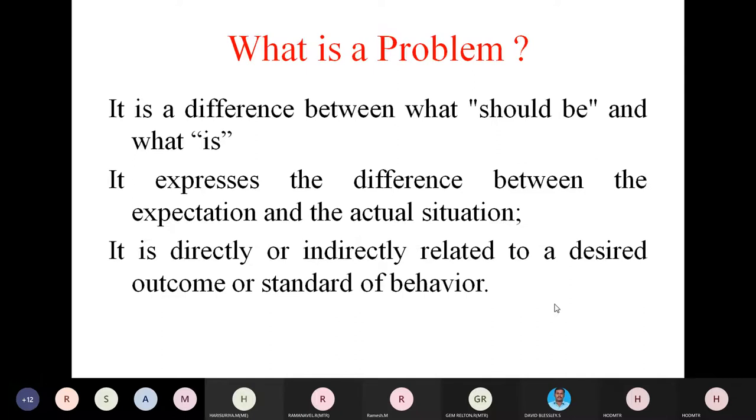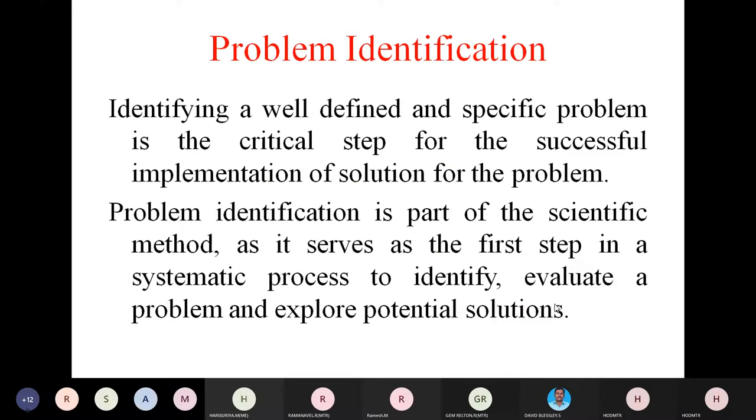Okay, how to identify the problem? Identifying a well-defined and specific problem is a critical step for the successful implementation of a solution. If we want to address the problem correctly, we must identify the problem correctly first. Problem identification is part of the scientific method, as it serves as the first step in the systematic process to identify and evaluate a problem and explore potential solutions.